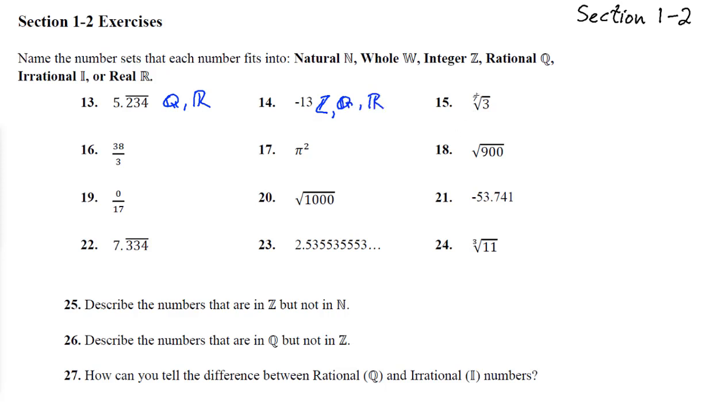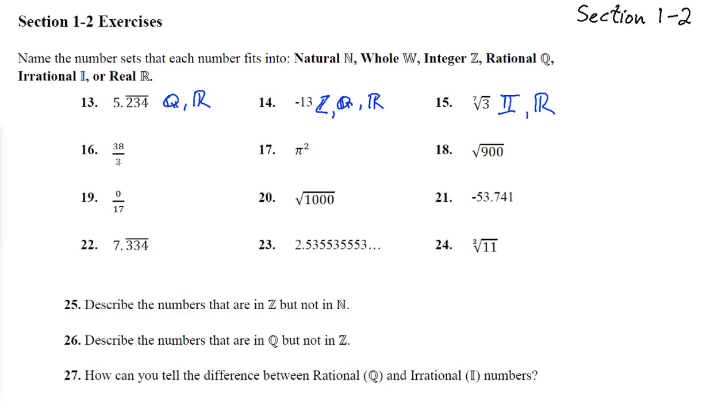Here is the seventh root of 3. What number times itself 7 times equals 3? Definitely not a nice number. It doesn't come out nice, so it is irrational. So that is irrational and real. Everything is real, so be sure to check it on each one of them.